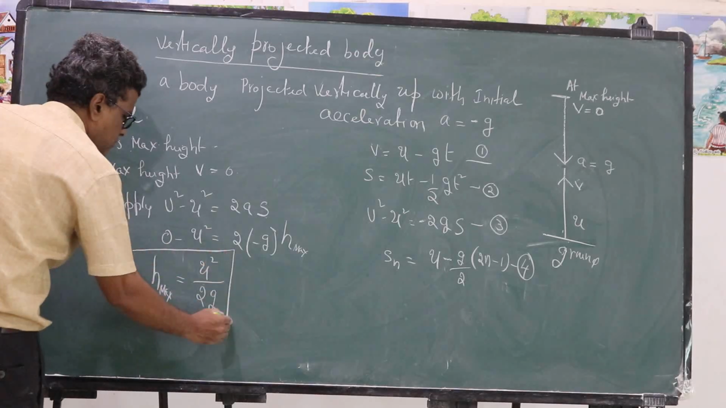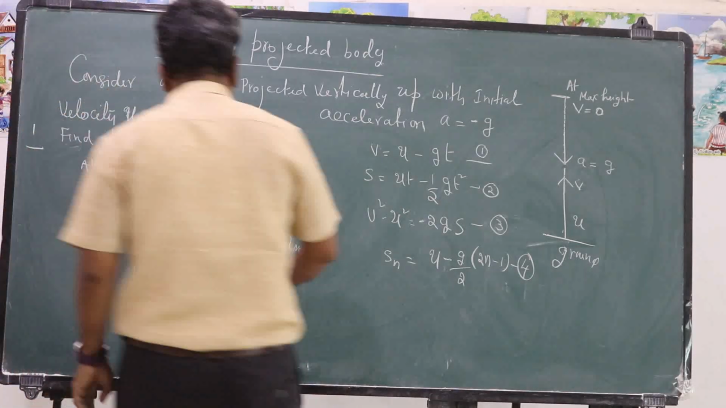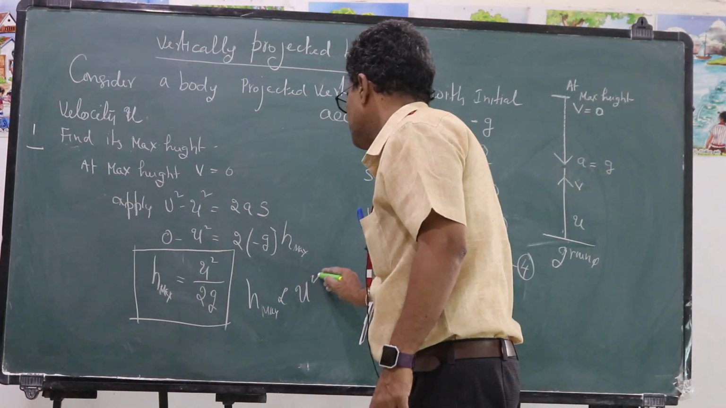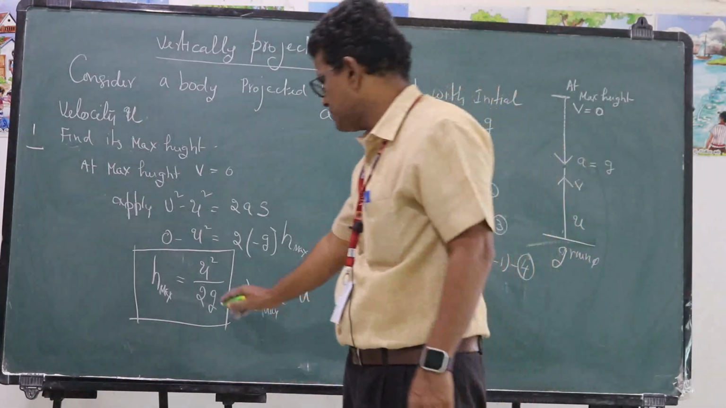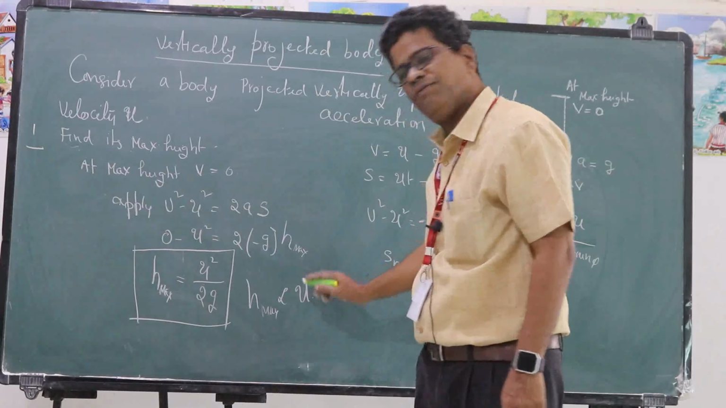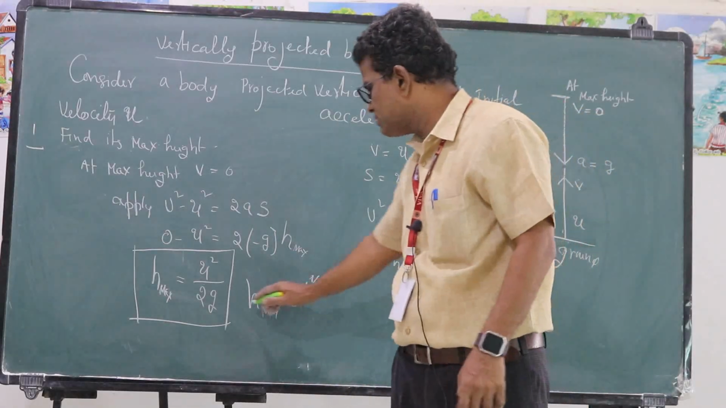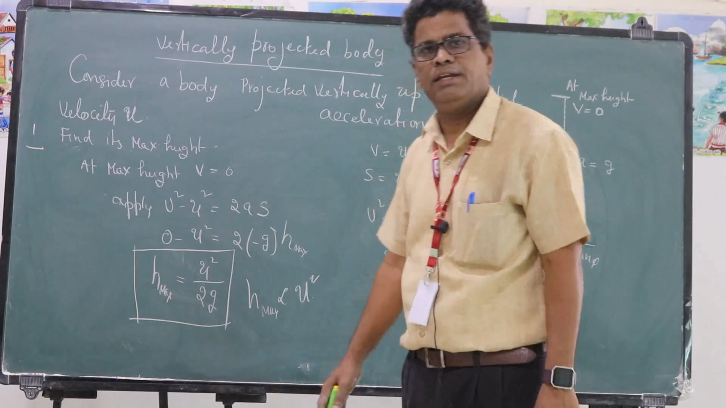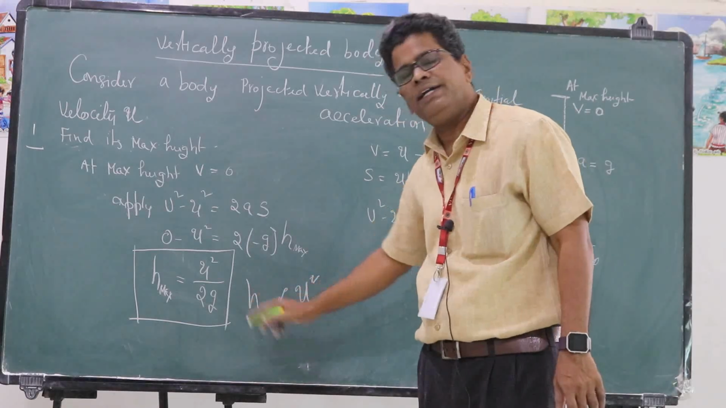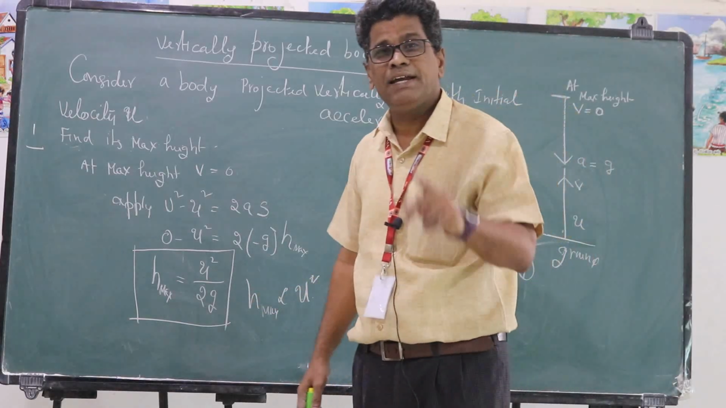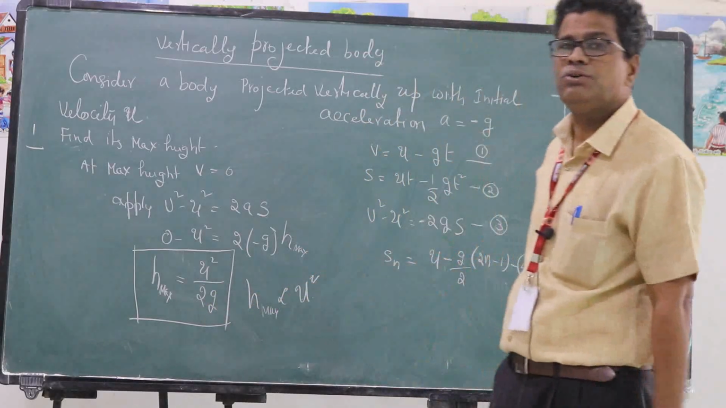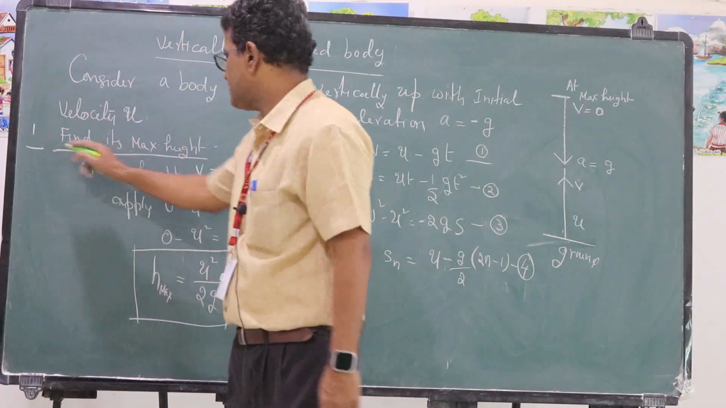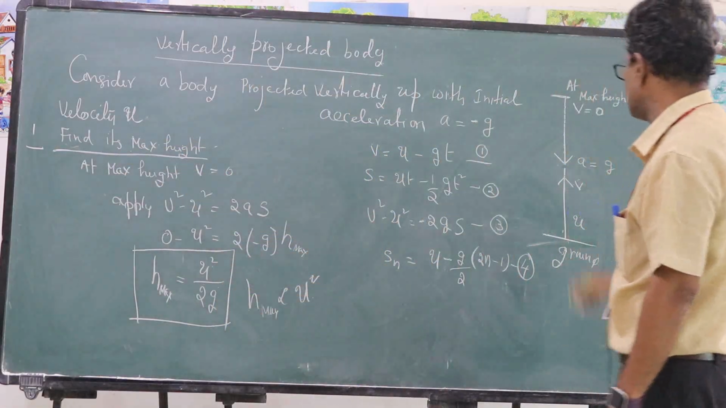So what is the maximum height it will rise? Maximum height is directly proportional to u square, because g is constant at a given place. That means if the velocity of projection is doubled, the maximum height attained increases by 4 times. If velocity is tripled, the maximum height attained increases by 9 times. That is, h is proportional to u square at a given place. So this is the formula for the maximum height attained: h is equal to u square by 2g.